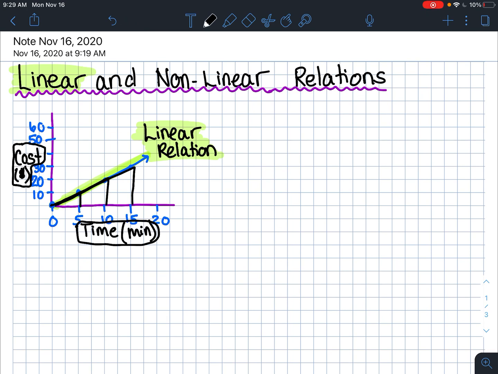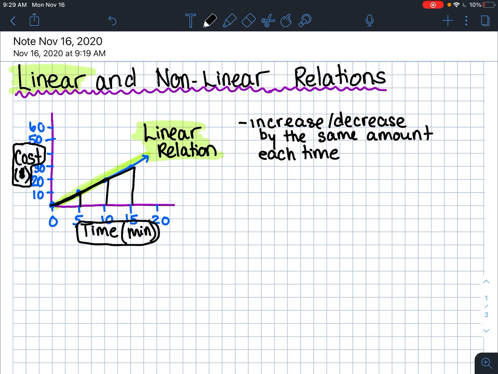So linear relations increase or decrease by the same amount each time. So they have a constant, I guess, unit rate you could relate it to. Okay, so linear relations are always straight lines. They always make straight lines, and they increase or decrease by the same amount each time.